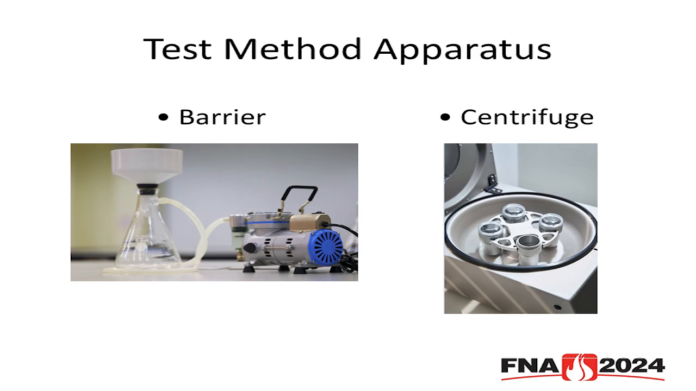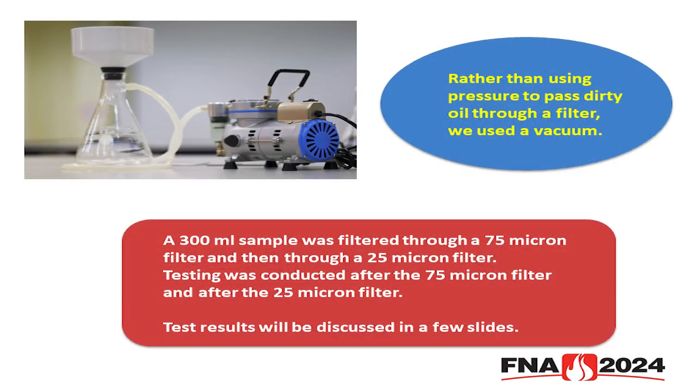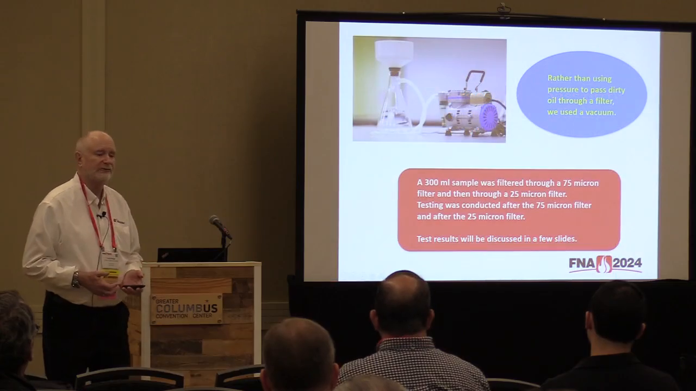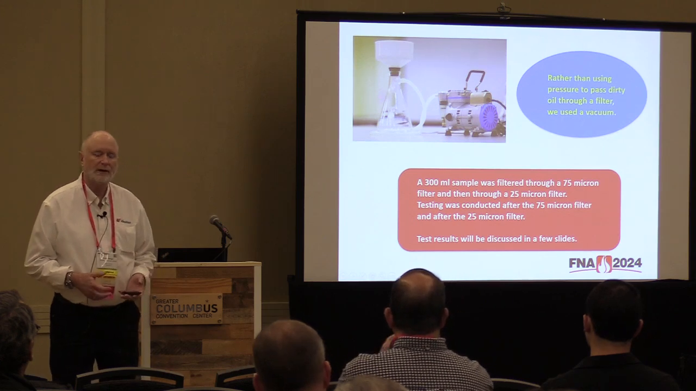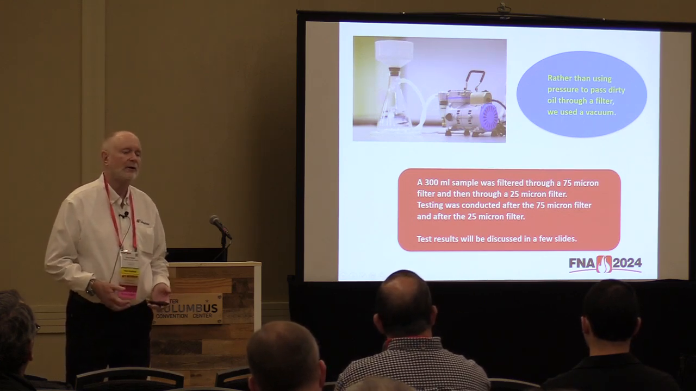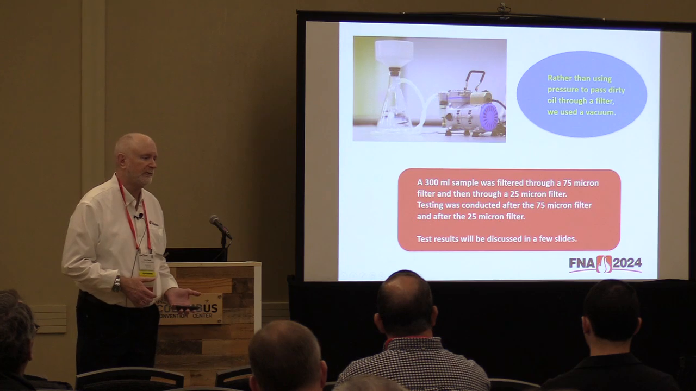Now for our test methods, we couldn't very well duplicate what you see in your plants inside of our lab. So we used a vacuum pump and a wet benchtop centrifuge. So rather than using pressure to pass dirty oil through a filter, we used a vacuum to pull the dirty oil through a filter. We took a 300 milliliter sample. We passed it through a 75 micron filter. Ran a series of tests. We took another 300 milliliter sample.